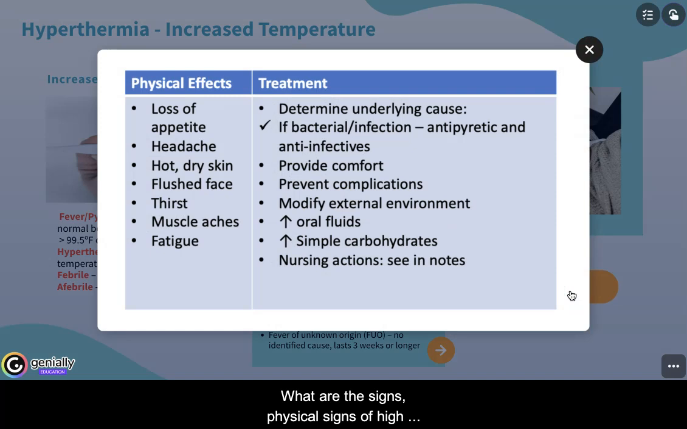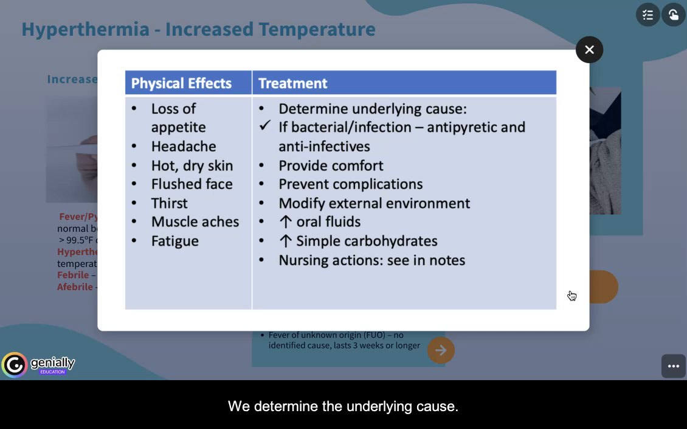Physical signs of high temperature, of hyperthermia: loss of appetite, headache, hot and dry skin, flushed face, thirst, muscle aches, and fatigue. So these are the signs and symptoms of hyperthermia, increased body temperature. So when a patient has a fever, these are the signs you will see.